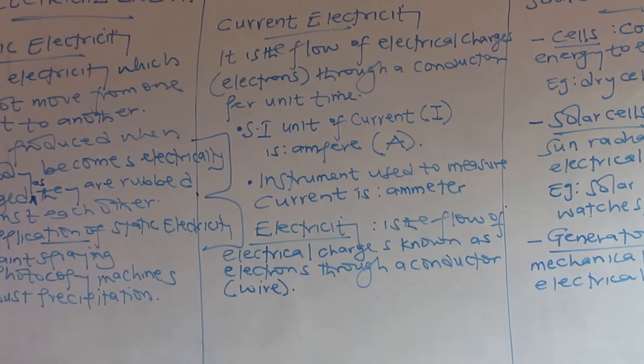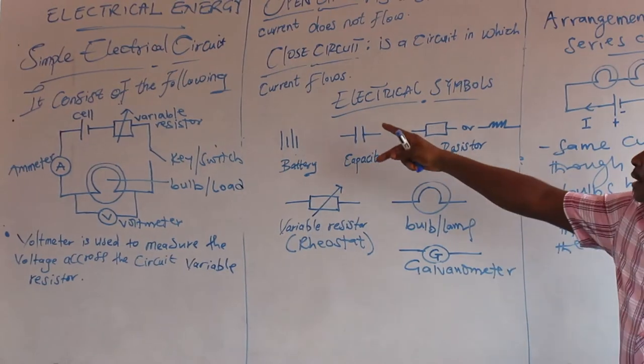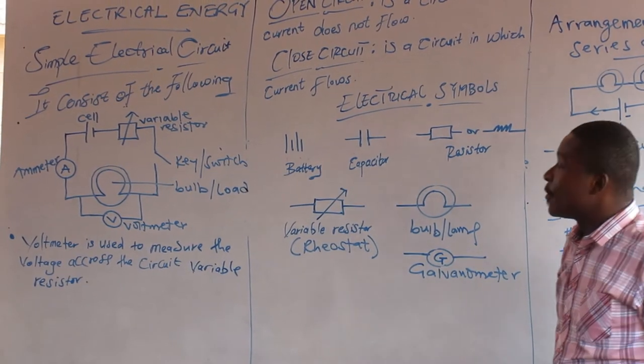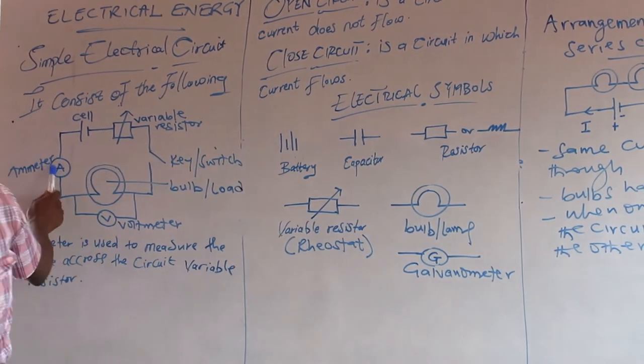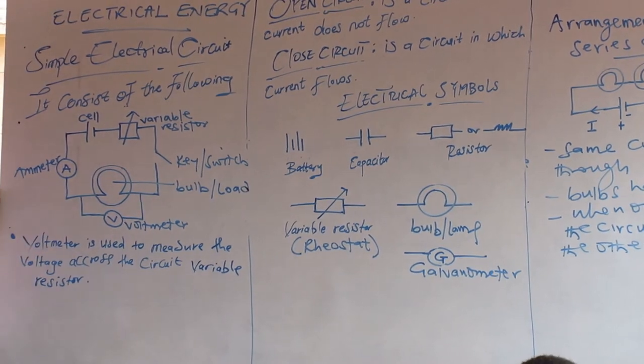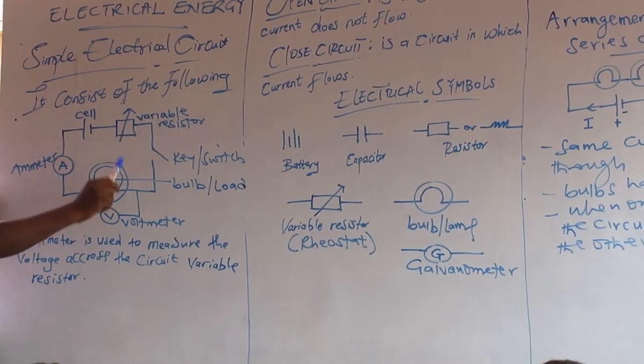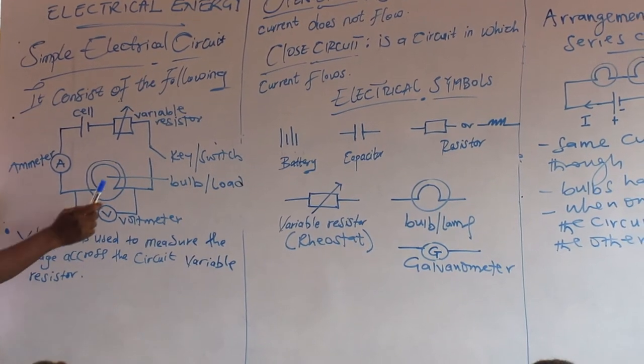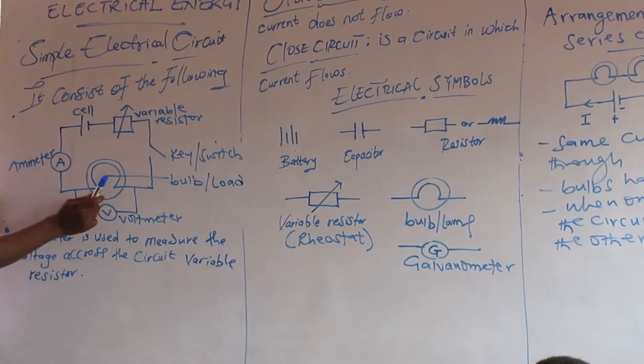Now from here, we move to what we call a simple electrical circuit. So let's go. A simple electrical circuit consists of the following, right? We have an ammeter. We have a cell. We have a variable resistor, or what you call a rheostat. The resistor can be varied. We have a key or switch, a bulb or load.